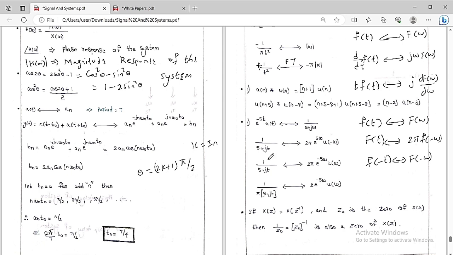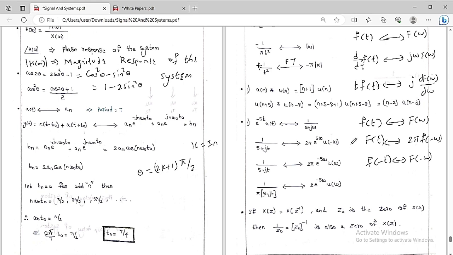So as you are going to replace t by minus t, you also replace omega by minus omega. You are going to get 2 pi e to the power of minus 5 omega u of omega. Now what will I do? Both sides I will multiply by 1 by pi. If I multiply by 1 by pi on both sides, then I am going to get 1 by pi into 5 minus j2 as a Fourier transform 2 into e to the power of minus 5 pi omega into u of omega. So this is what we are going to get.